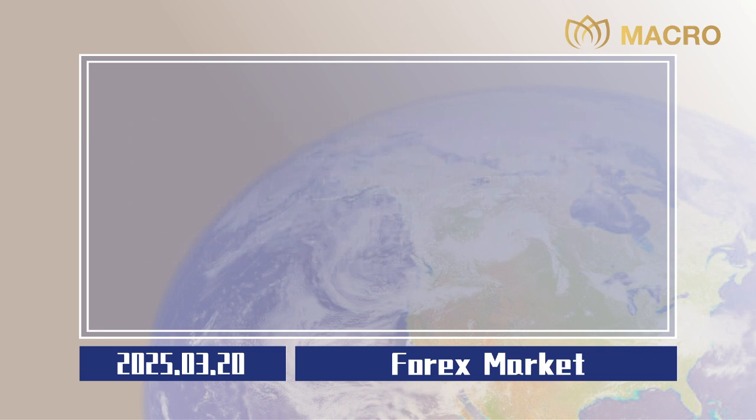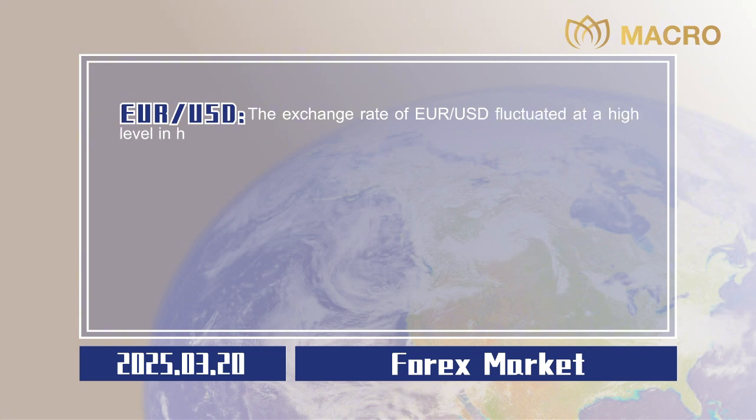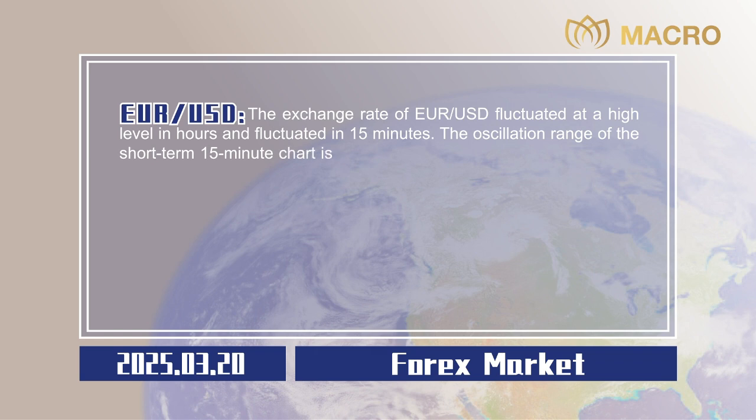Forex market. Euro to US dollar. The exchange rate of euro to US dollar fluctuated at a high level in hours and fluctuated in 15 minutes. The oscillation range of a short-term 15-minute chart is 1.0860 to 1.0918. Investors can flexibly sell at high prices and buy at low prices within this range.